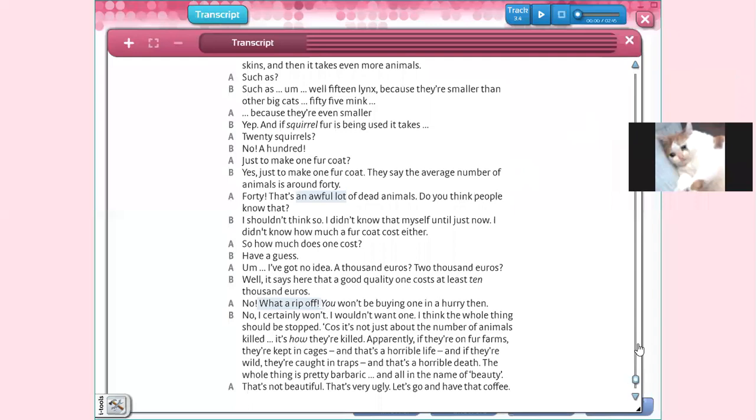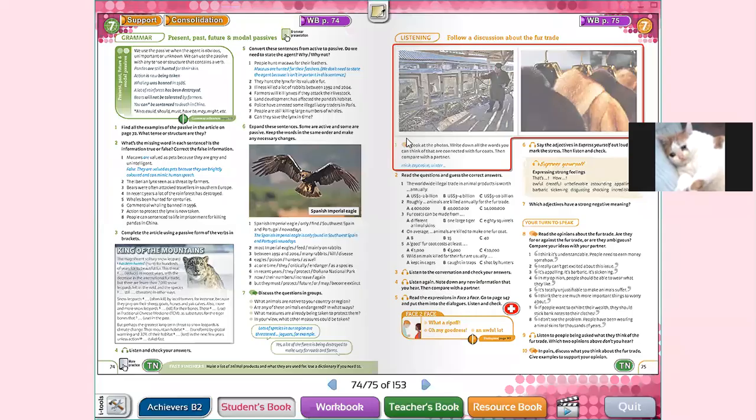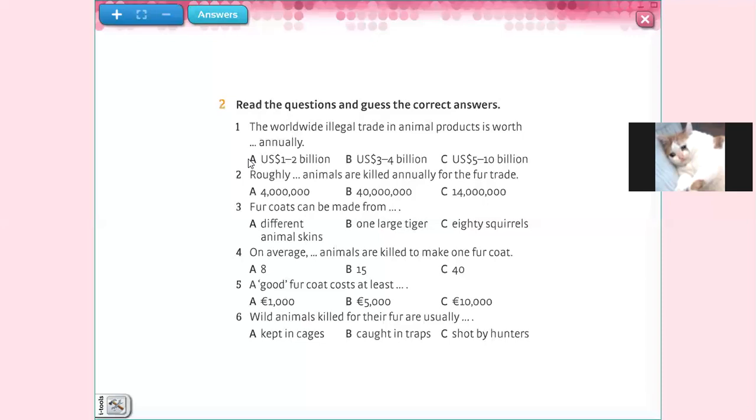Let's have a look. Okie dokie. Let's have a look at the questions now. So what we have here is the worldwide illegal trade of animals products is worth how much money annually? Annually. A, B, or C? The worldwide illegal trade in animals product is worth, vale, 1 to 2 billion, 3 to 4 billion, or 5 to 10 billion.